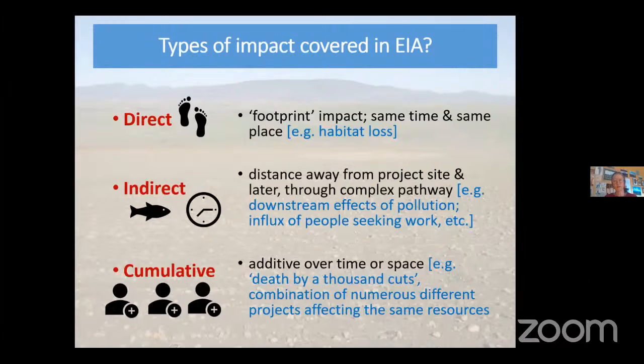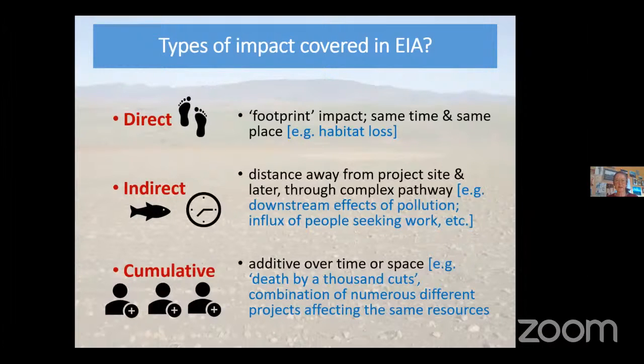And there's also this issue of new development opening up opportunities for people seeking work or just seeking access to areas that have been previously closed off for access, causing a whole slew of so-called induced impacts. Then cumulative impacts really occur at a landscape scale, and they are the impacts of multiple projects affecting the same resources in space and in time, and lead to the typical death by 1,000 cuts if they're not taken into account properly. And we do have requirements in terms of EIA regulations to look at all of these impacts.